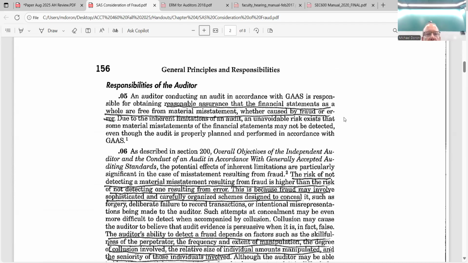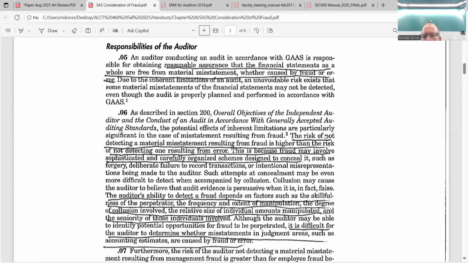Okay, so that's management's responsibility. What are the responsibilities of the auditor? We already know this part. Reasonable assurance that the financial statements as a whole are free from material misstatement, whether caused by fraud or error. We already know that part. The risk of not detecting a material misstatement resulting from fraud is higher than the risk of not detecting one resulting from error. This is because fraud may involve sophisticated and carefully organized schemes designed to conceal it.